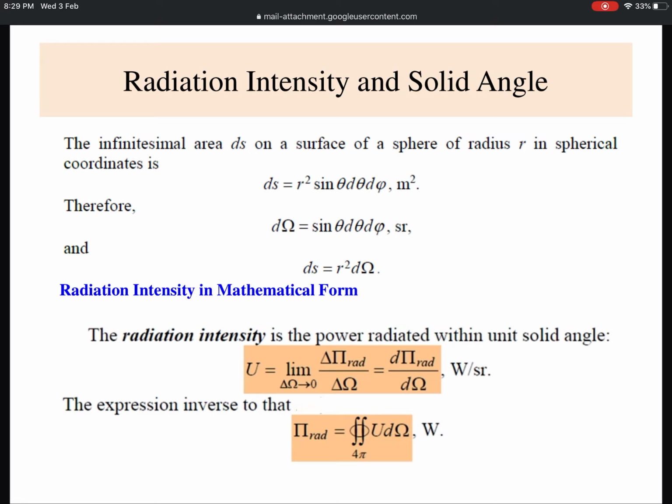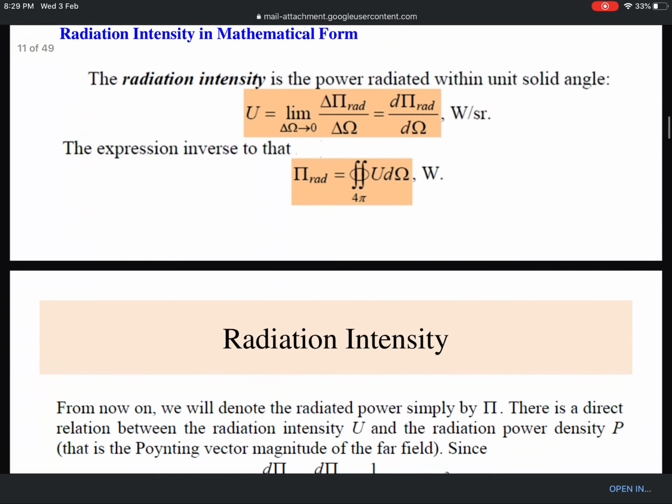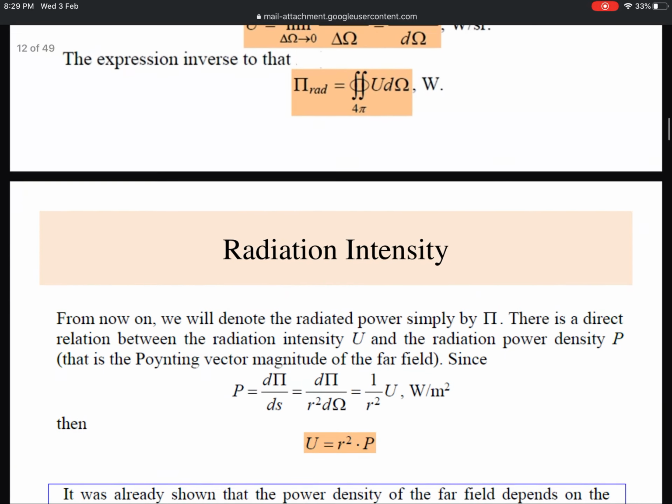So P rad is defined. If someone wants to find out the power radiated using this relation, he just has to integrate the radiation intensity over the solid angle. So he has to write U dΩ and integrate it over the whole sphere, and the whole sphere solid angle is 4 pi. So the integration limit is up to 4 pi, and the unit will be in watt.